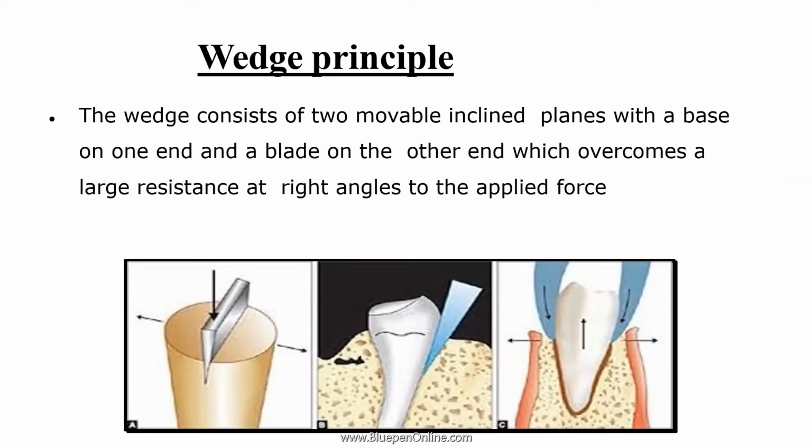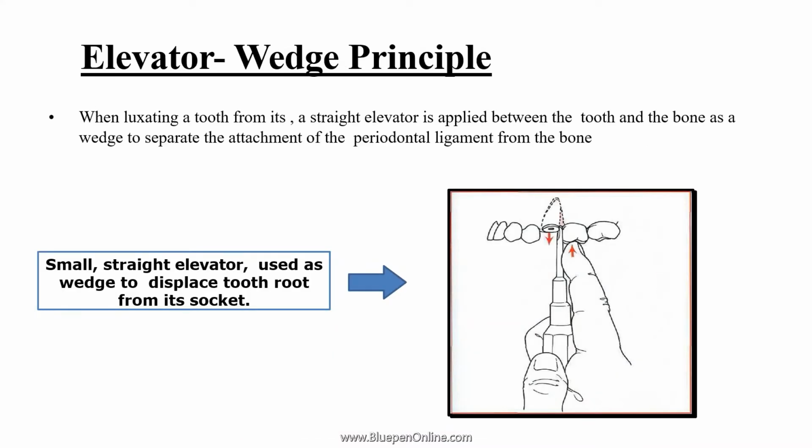Now what is the wedge principle? What is a wedge? What is wedging? This is actually followed by the straight elevator. To define wedge, a wedge consists of two movable inclined planes. Two movable inclined planes, having a base on one end and blades on the other end. And this overcomes large resistance at right angles to the applied force. This is how you define wedge. Now let's make it more simple by taking the example of the elevator and forceps.